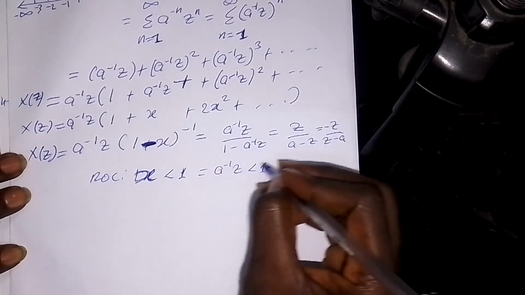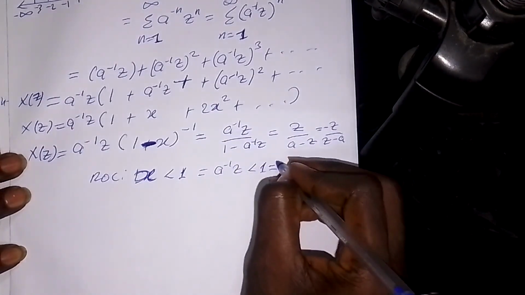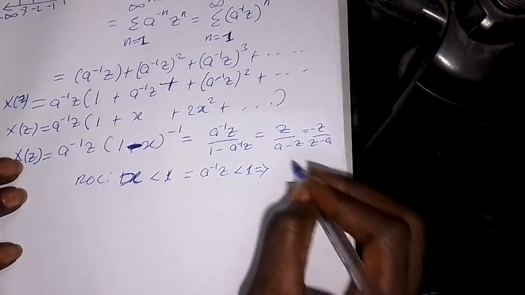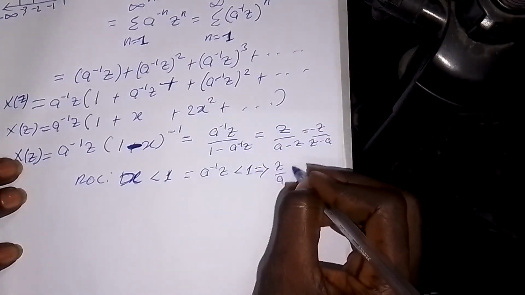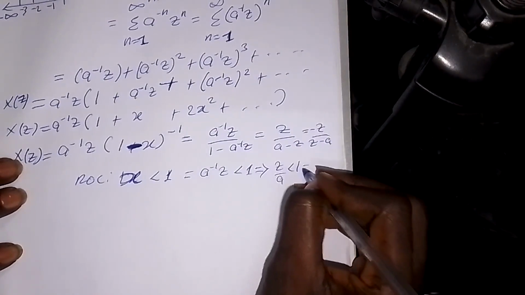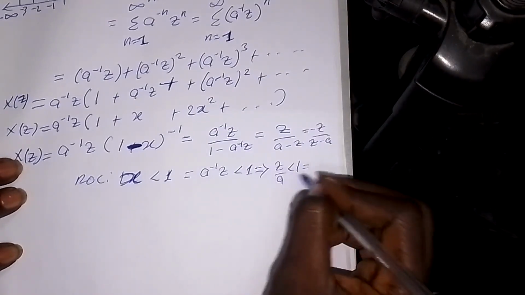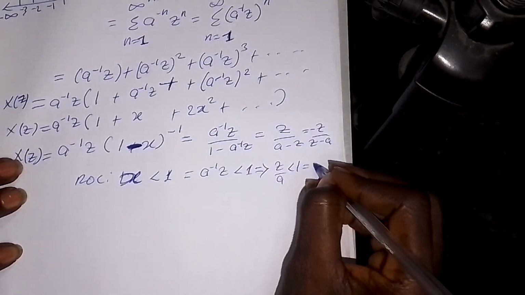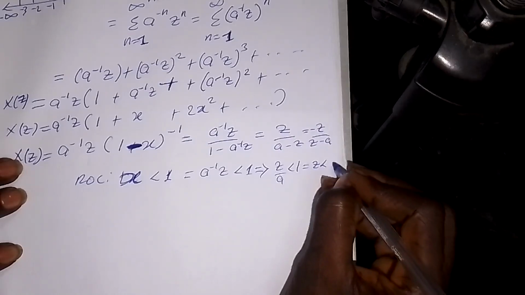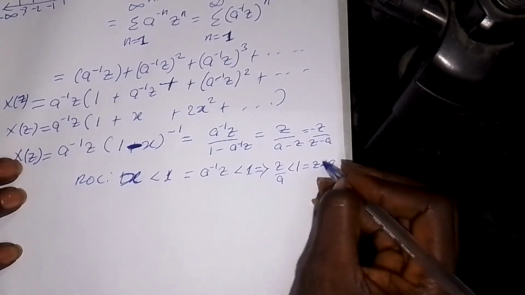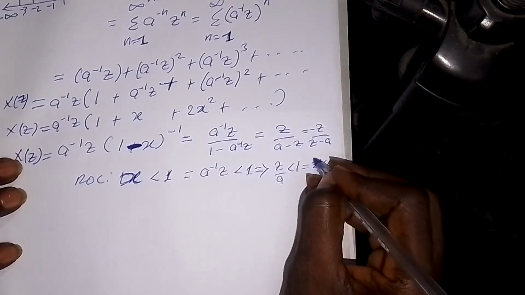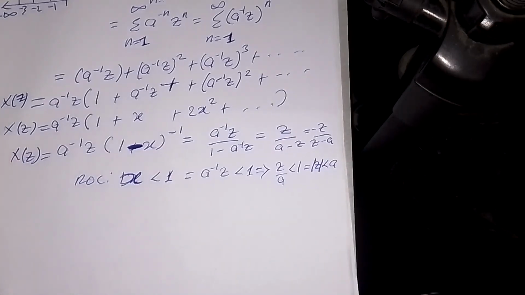So basically I'm going to have Z over a is less than 1, which actually gives me Z less than a. Because it's ROC, I'll take the modulus. Basically, this is where you will get to with respect to this particular question.